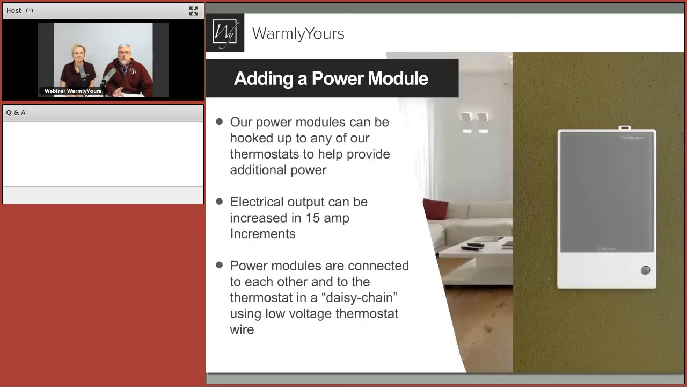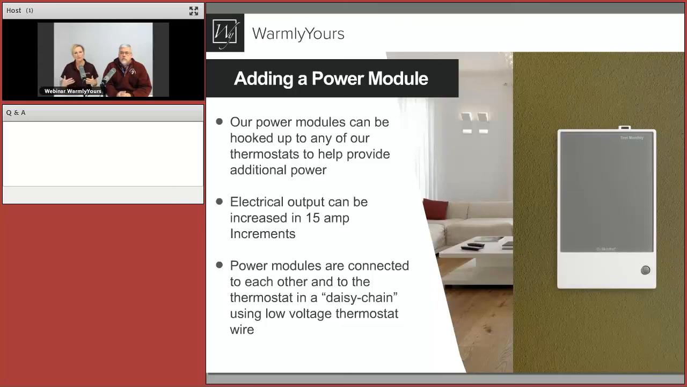240 is not more efficient than 120. All right. And if you do have, we do have thermostats. They are rated up to 15 amps. You can load about 80% of that. But if you want to heat larger areas, you don't need to put a ton of controls on your wall. You can just add a power module that gets you another 15 amps.